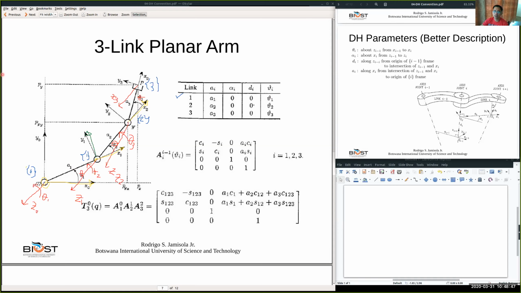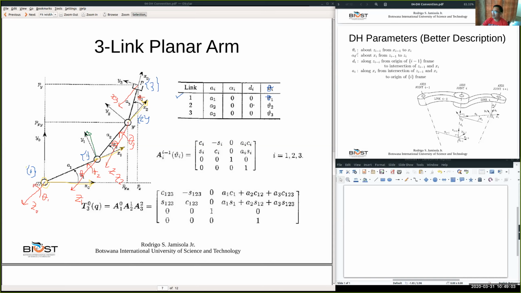Let's draw it again to make it more clear. So this is theta 1. That is theta 1, and this is theta 1. Okay, so that's theta 1.